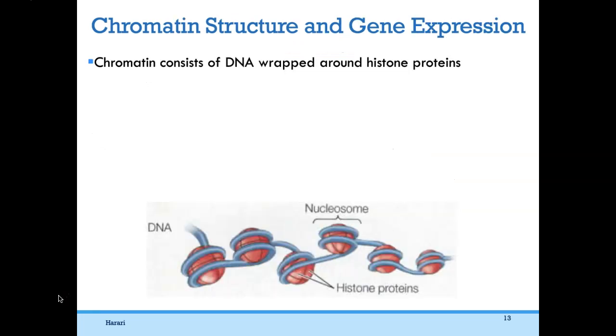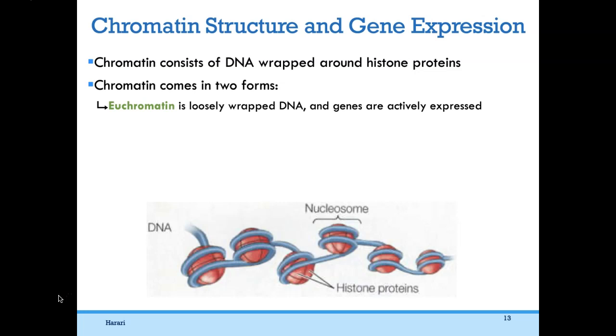So, if you recall, we said chromatin consists of DNA wrapped around histone proteins. And chromatin can come in one of 2 forms. Euchromatin is loosely wrapped DNA, and genes are actively expressed in euchromatin. So when DNA is loosely wrapped, genes are actively expressed. Heterochromatin is the other version of chromatin, and that's tightly wrapped DNA, and genes will not be expressed in that case. Right? Tightly wrapped DNA in the form of heterochromatin will not be expressed.